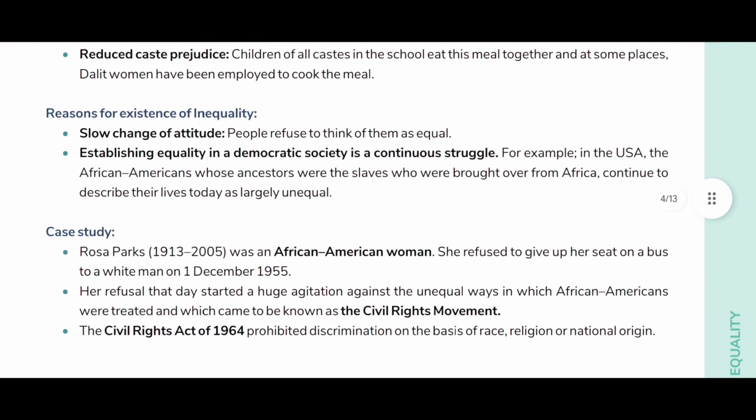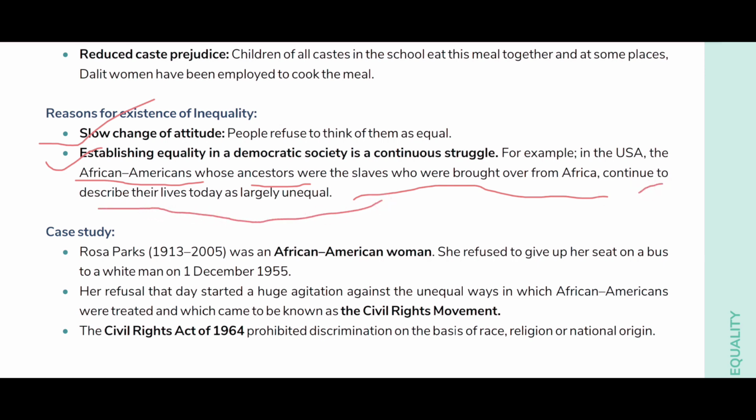Reason for existence of inequality. First, the slow change of attitude. People refuse to think of them as equal. Second, establishing equality in a democratic society is a continuous struggle. For example, in the USA, the African Americans whose ancestors were slaves who were brought over from Africa continue to describe their lives as largely unequal.